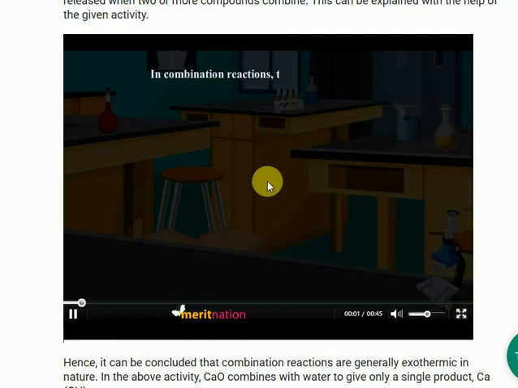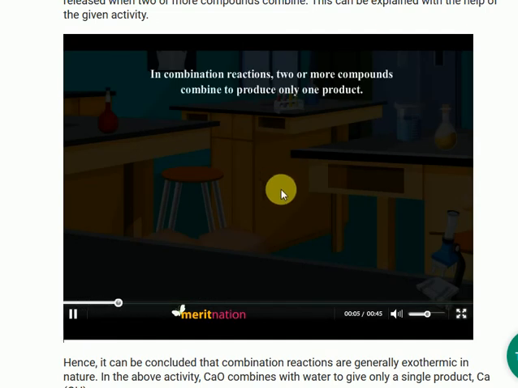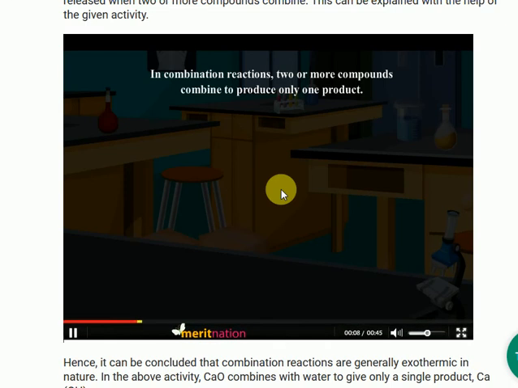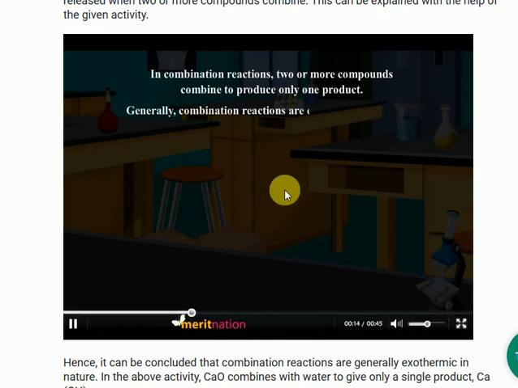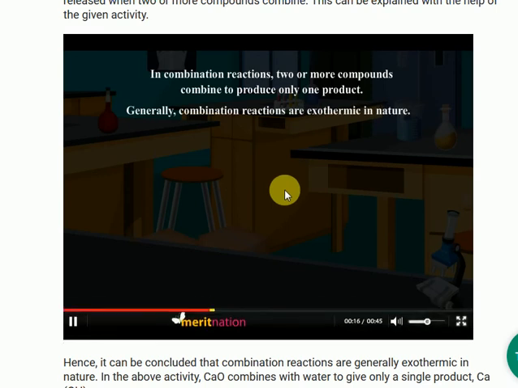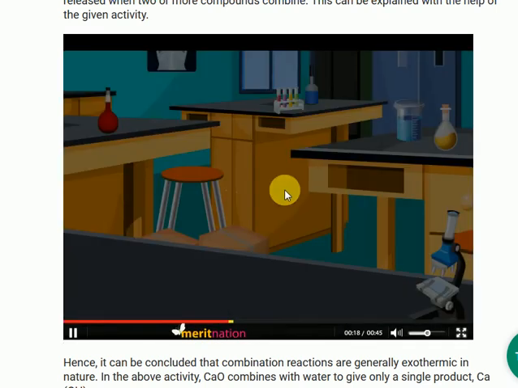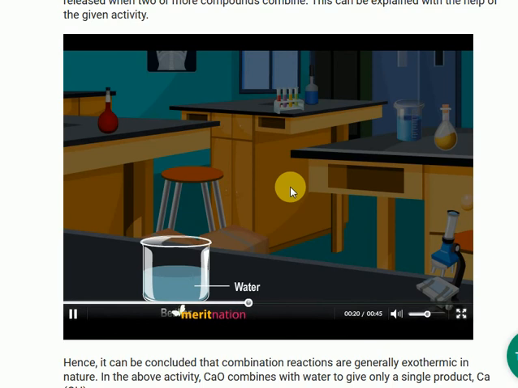Reactions in which 2 or more compounds combine to produce only one product are known as combination reactions. And these reactions are also accompanied by release of energy. Therefore, they are exothermic in nature. Let us perform an activity. Take some water in a beaker and fix a thermometer in it.